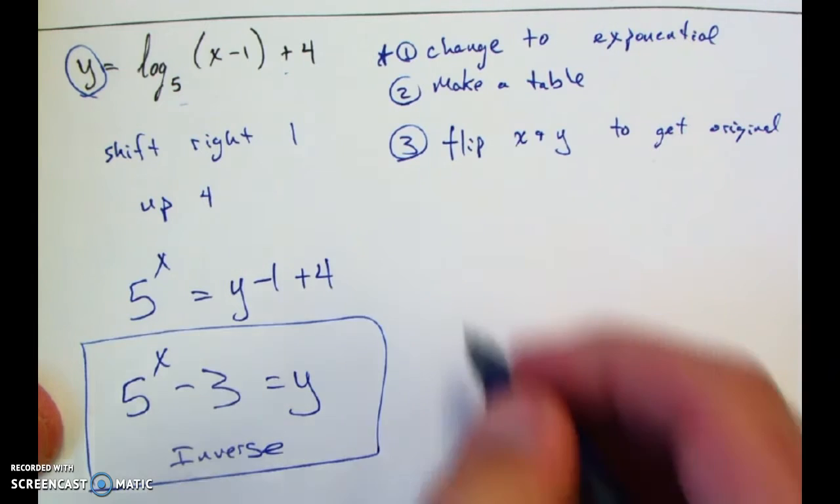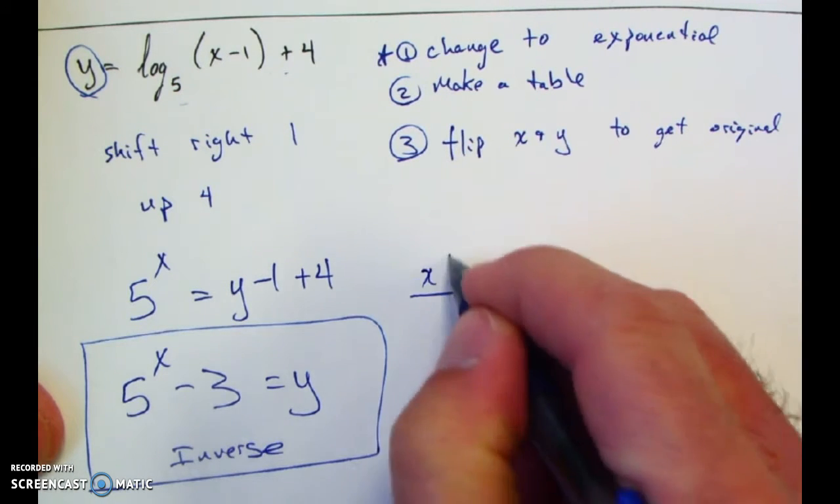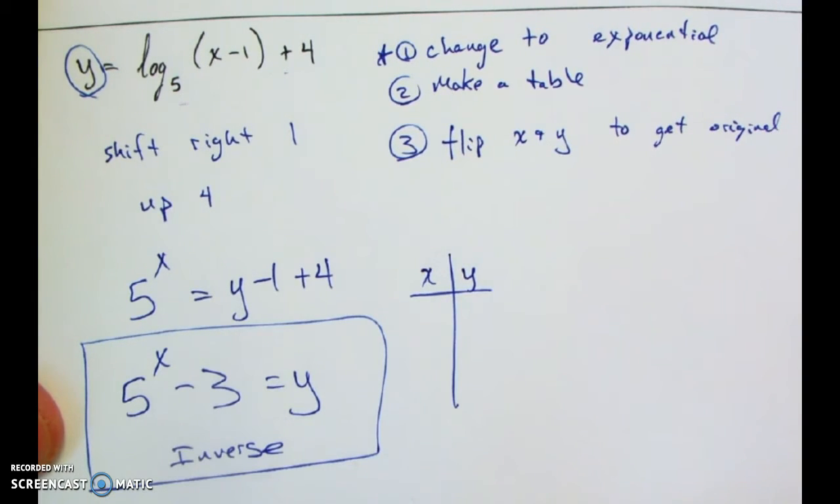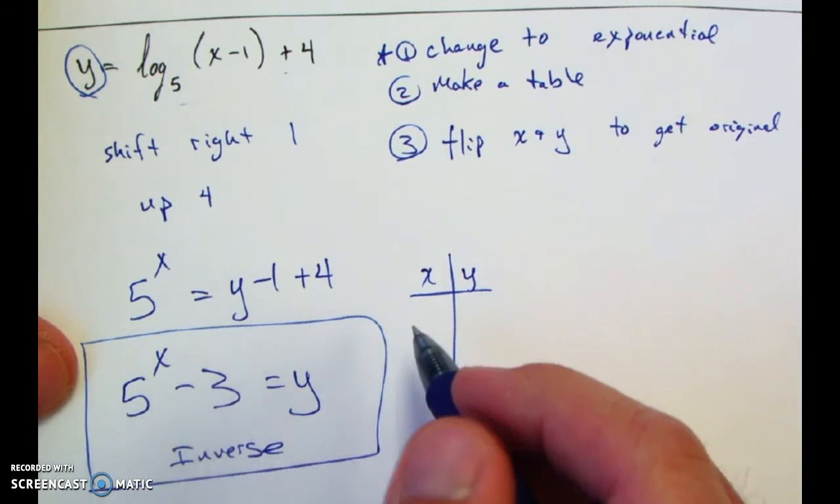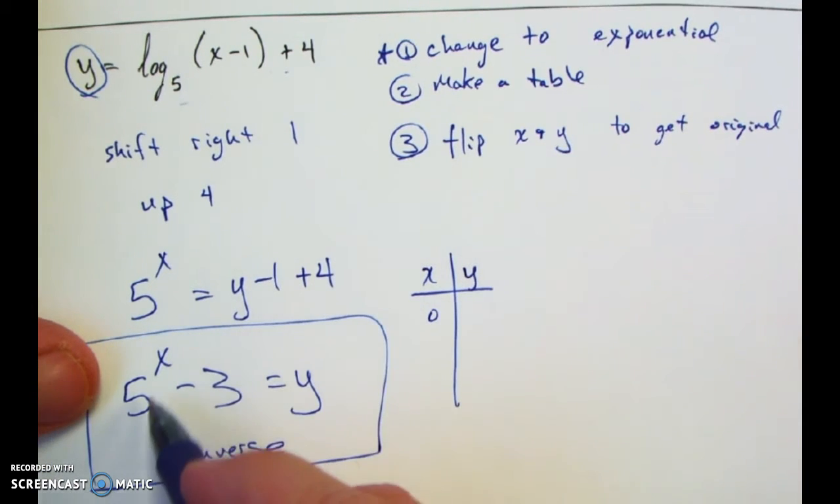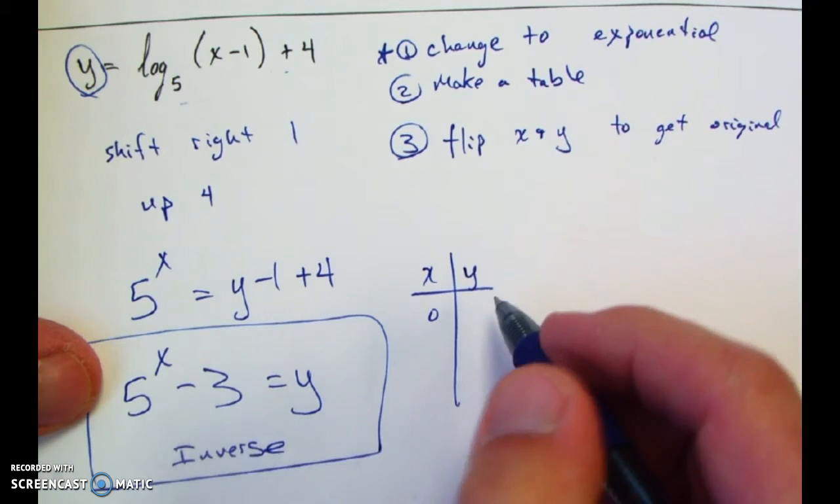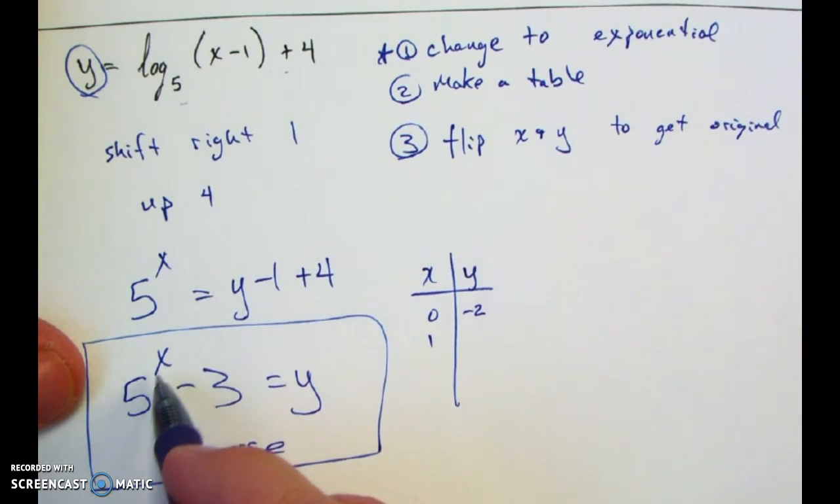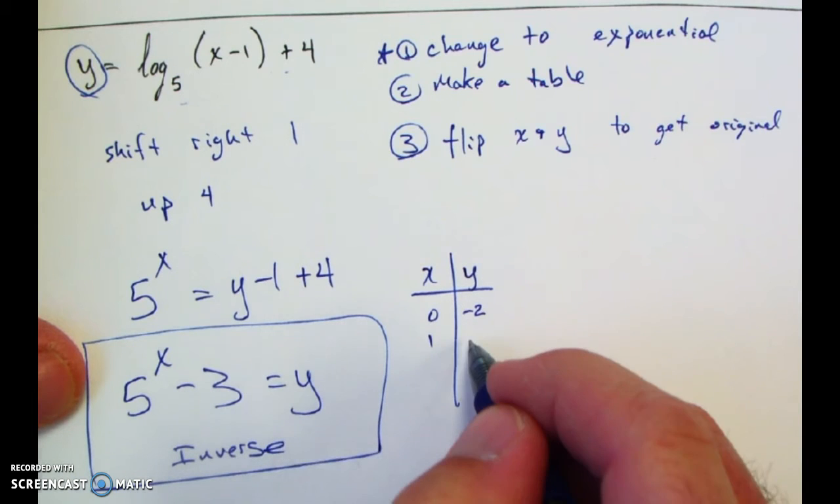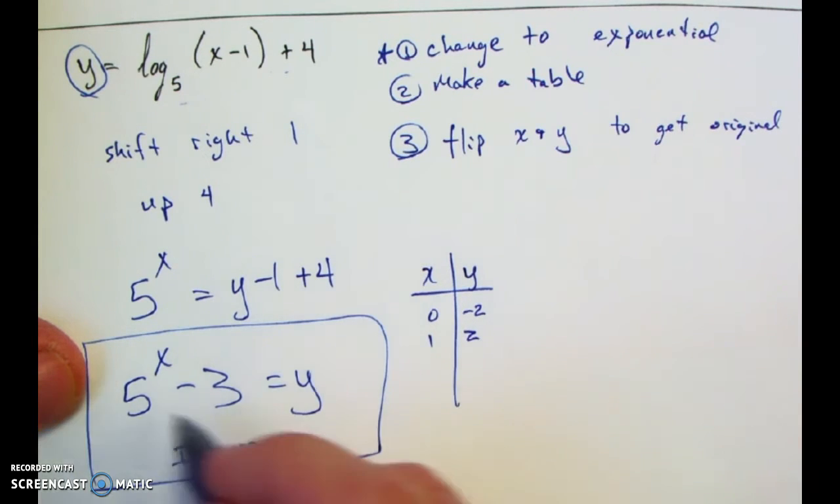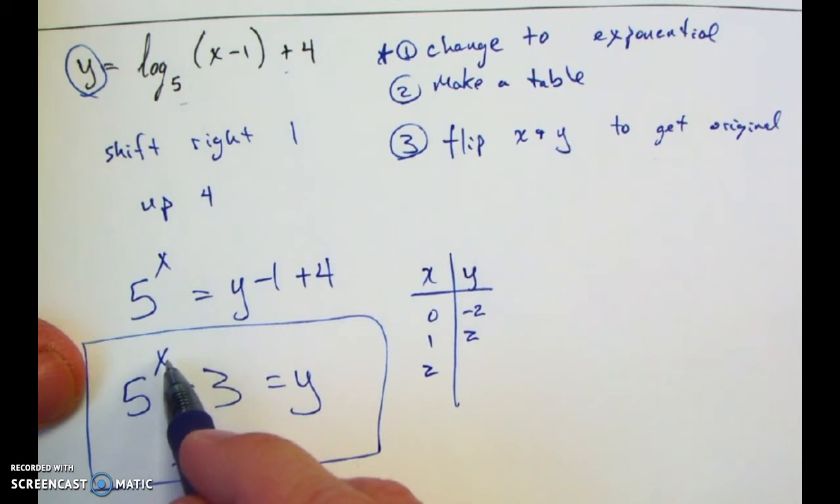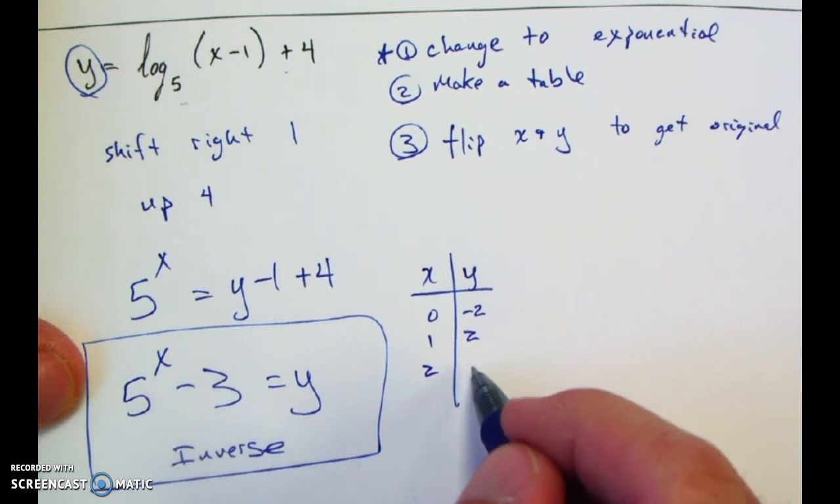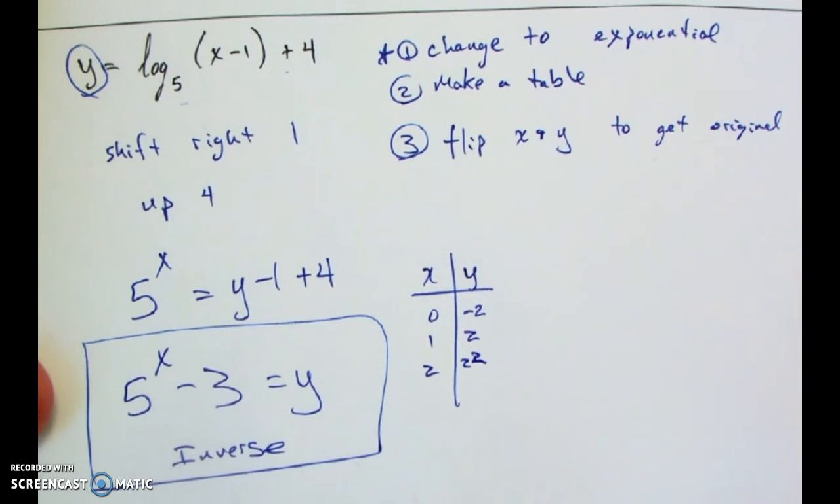So then as far as making that table, I'm going to pick some points to plug in there. So if I have 5 to the 0 power, that's equal to 1. 1 minus 3 is negative 2. If I plug in 1, 5 to the first power is 5. Minus 3 is 2. If I plug in 2, that's going to be 5 squared is 25. 25 minus 3 is 22. So we can get some points that way.